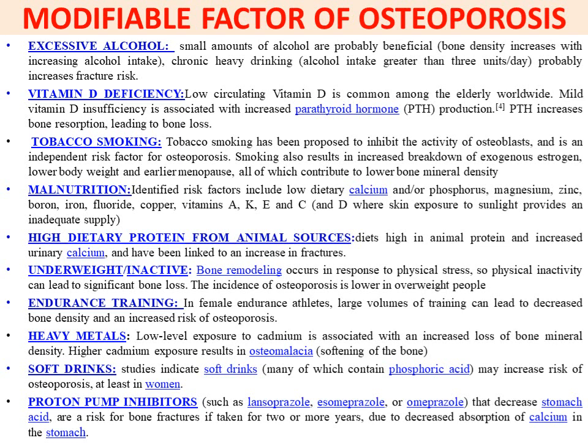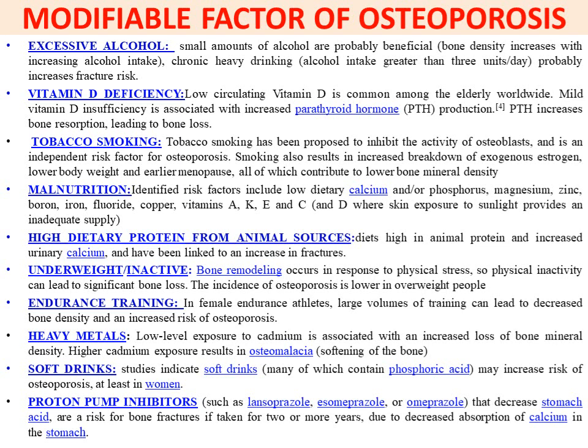Next, malnutrition. Identified risk factors include low dietary calcium, phosphorus, magnesium, zinc, boron, iron, fluoride, copper, vitamin A, K, E, C, D. So all these vitamin deficiencies and inorganic calcium salt deficiencies cause malnutrition, which in turn affects the bone density. High dietary protein from animal sources. A high animal protein diet increases urinary calcium excretion, thereby increasing susceptibility to fracture.